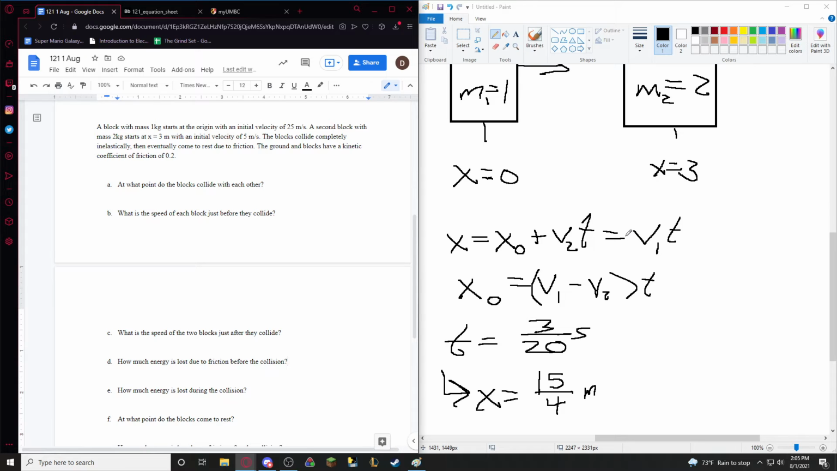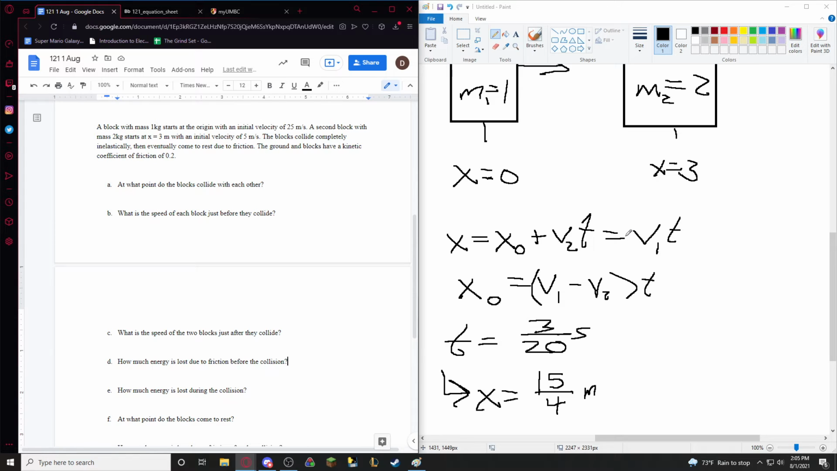So what speed would the blocks have just after they collide? How would we solve for that? Velocity would just add onto each other because it's going in the same direction. But with mass. So what quantity is being conserved here? The quantity that's being conserved is momentum.